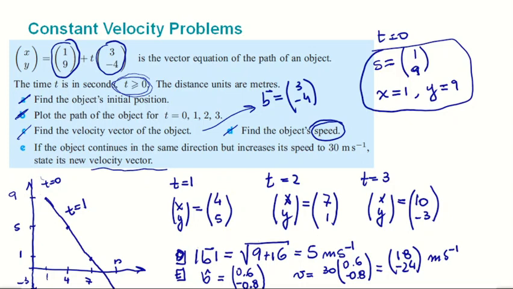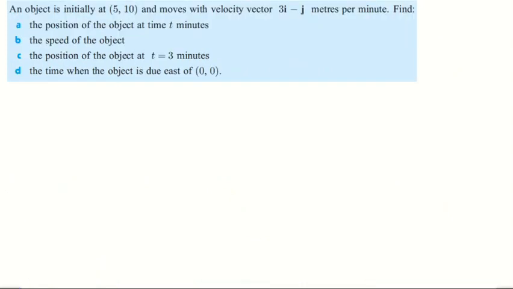Okay, so let's go for a second example now. An object is initially at (5, 10), so that's our initial position, and moves with the velocity vector 3i minus j meters per minute. Now find A, the position of the object at time t minutes. So this is meters per minute. So if we use this vector, we are already using the unit meters, right?